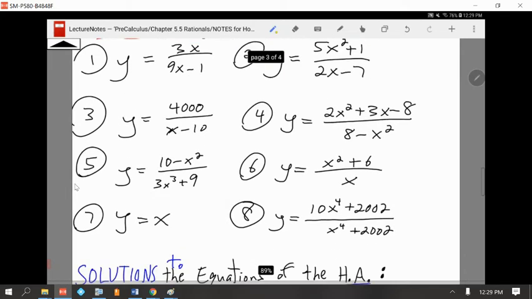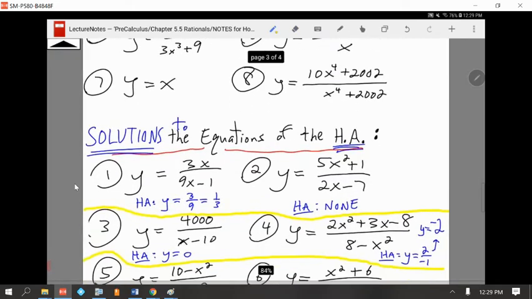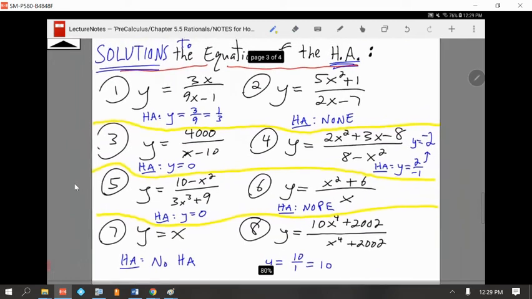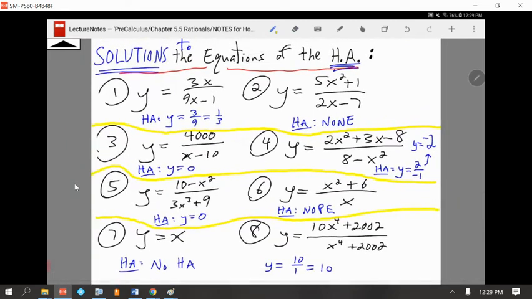Okay, so now you've worked the answers out. I can show them to you. And if you didn't work out the answers, you better rewind and pause it, cheaters. So these are the solutions to the equations of the horizontal asymptotes.